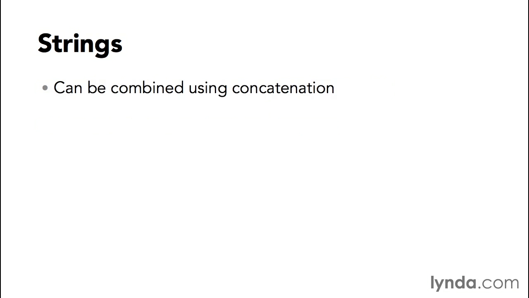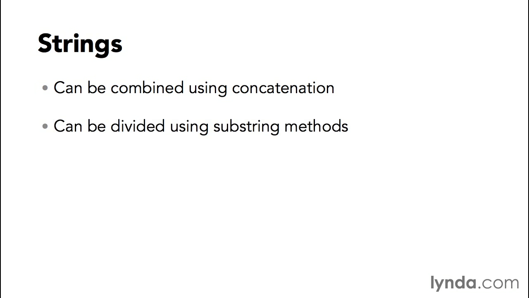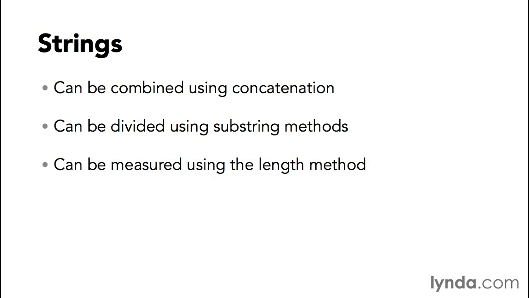Two or more strings can be added together using concatenation. So you can combine the strings hello and world to create one string, hello world. It is also possible to break a string up into smaller pieces using the substring methods. A substring can be a single character, the entire string, or some portion of the string. We can obtain the length of any string using a method called length. We will discuss these methods shortly.